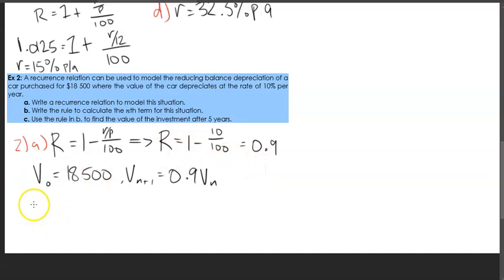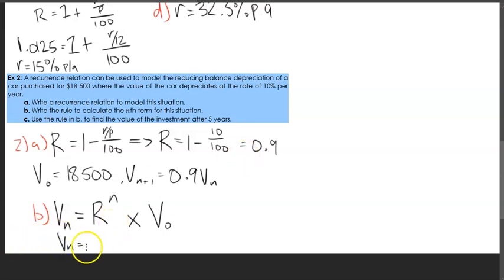Now, we need to write the rule to calculate the nth term in this situation. So whenever you write a rule, you always start off with what V of n is going to be equal to. So you're not going to start with V of 0, we're just jumping straight into a generalized term. So V of n is going to be equal to what the common ratio is, R to the power of n times the V of 0. So this is the general format, but there are a few values we do know.